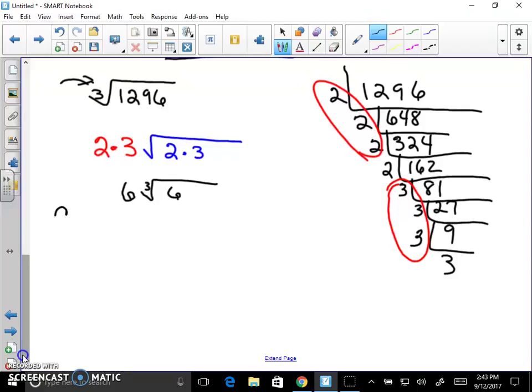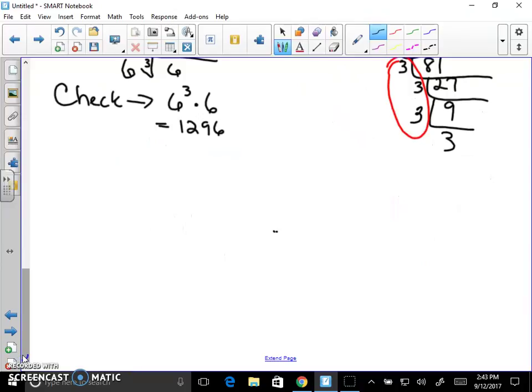If we want to check this, just like we did the square roots, we would say 6 to the third power times 6, which would give us 1296. Okay, let's try another one. Let's say the cube root of 320.